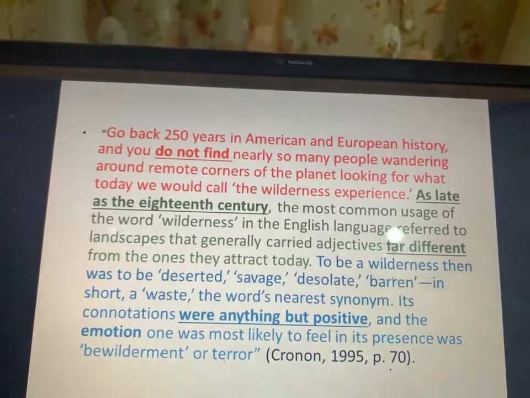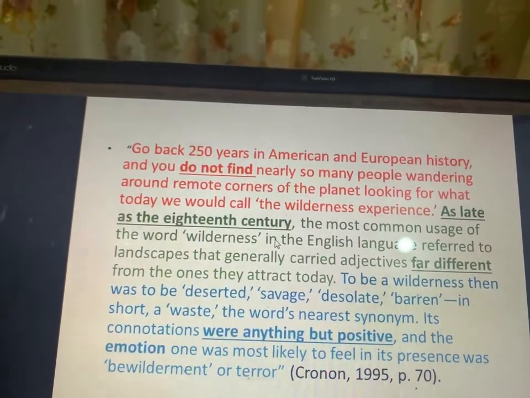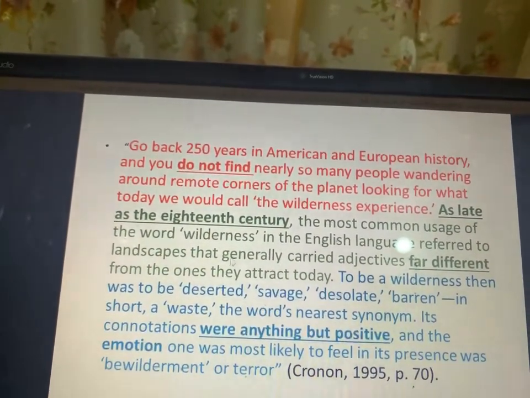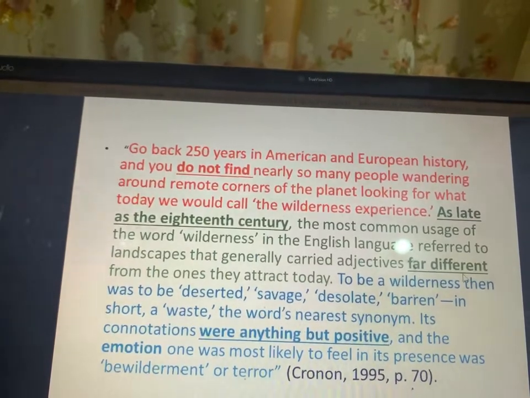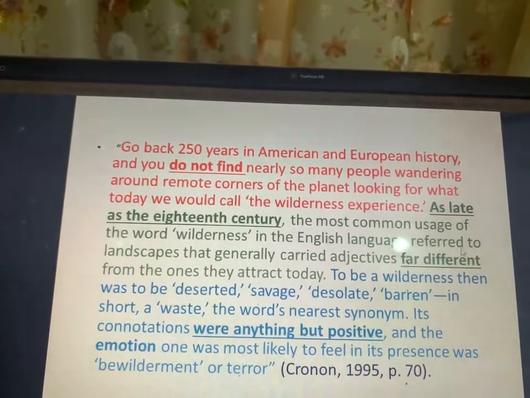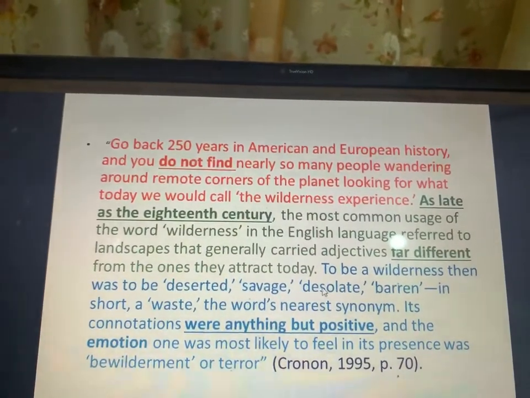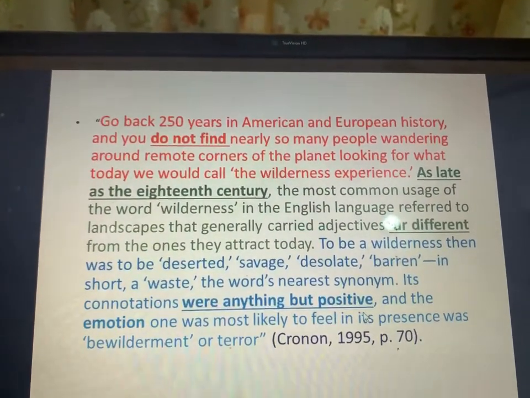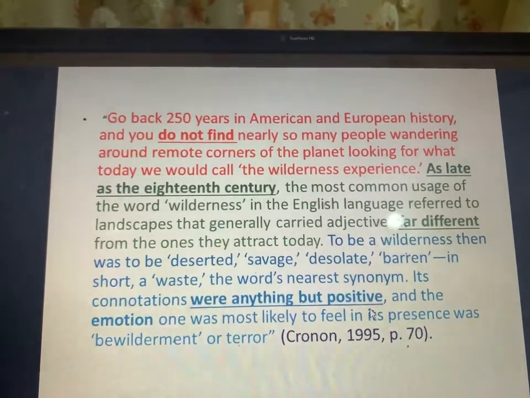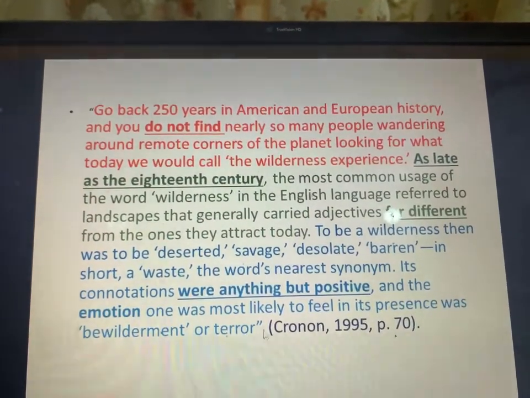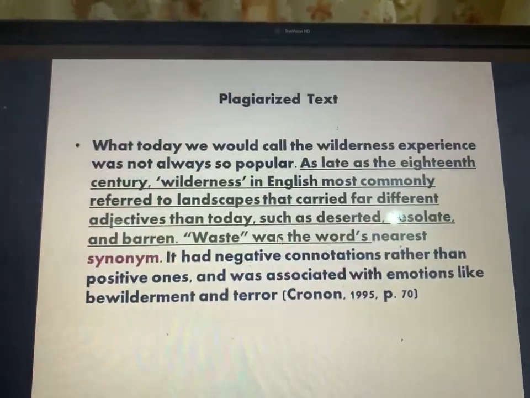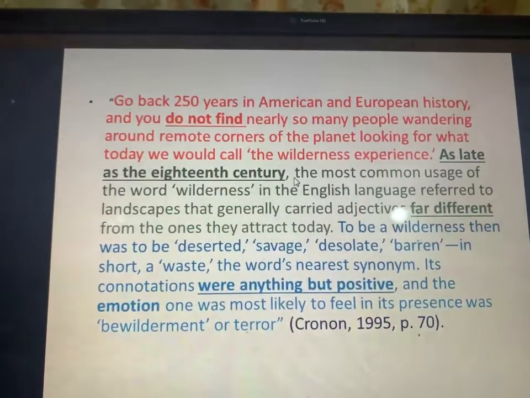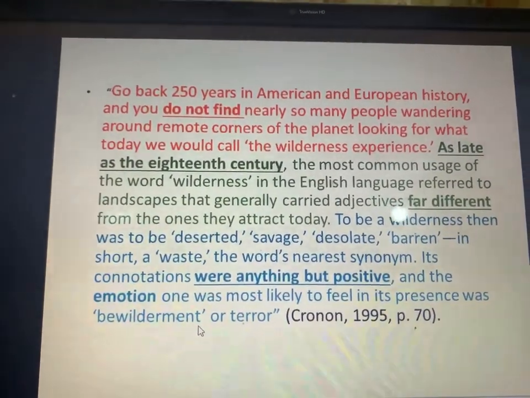Look at this. As late as the 18th century, it means, okay, before the 18th century, the word wilderness was far different. Look, I've underlined main ideas here. It was far different from the ones they attract today, because they were anything but positive. So it means it was negative, and it has the meaning of terror and bewilderment.